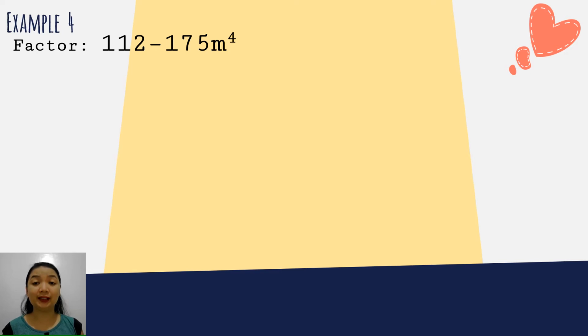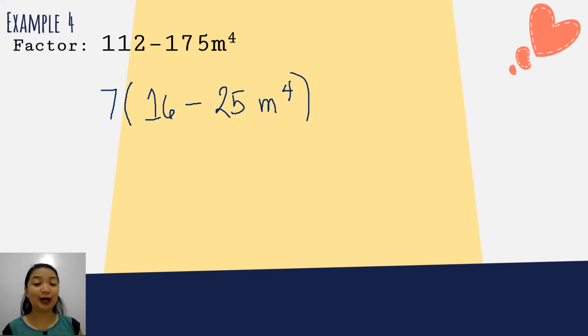Yes, 112 and 175 have a common factor of 7. Very correct. So first, let us factor out 7. So 112 divided by 7, yes, we have 16. We copy the sign. How about 175 divided by 7? Yes, that is 25 m to the 4th. Can we now factor out 16 minus 25m to the fourth using the difference of two squares? Yes, it will be easier now.